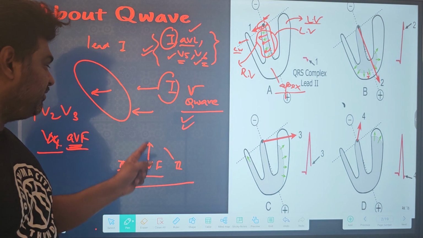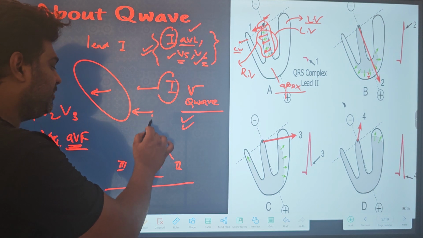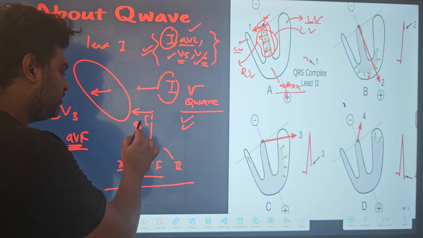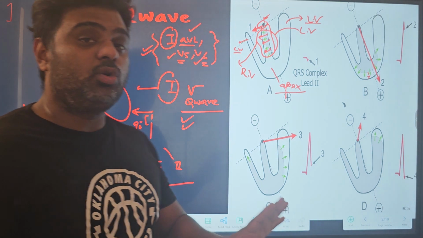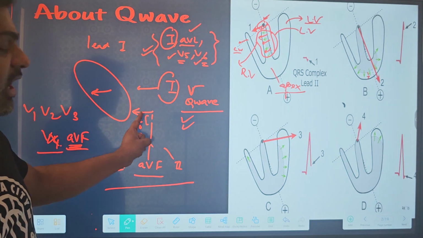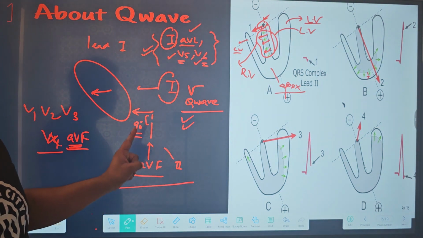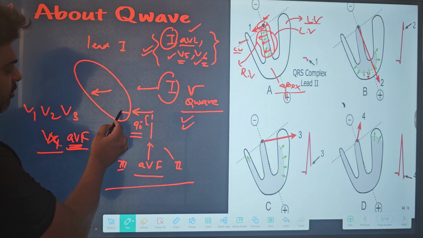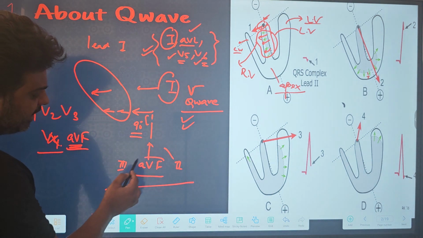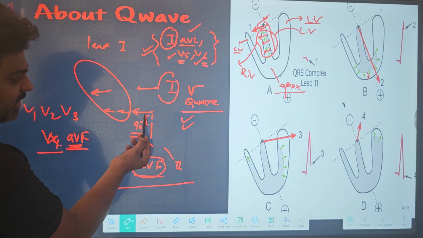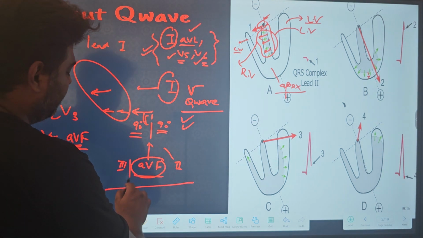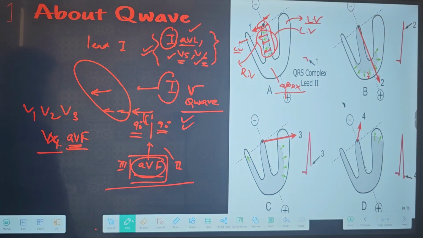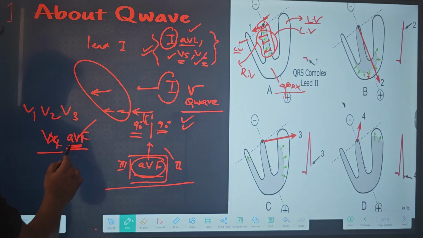Therefore, when AVF sees the direction of depolarization, it will be around 90 degrees. No lead is able to measure a depolarization if it is at 90 degrees to its direction. So septal depolarization is like this, and lead AVF is looking from this side. So the direction is around 90 degrees, and there is no Q wave in lead AVF. Q wave will not be present in lead AVF.